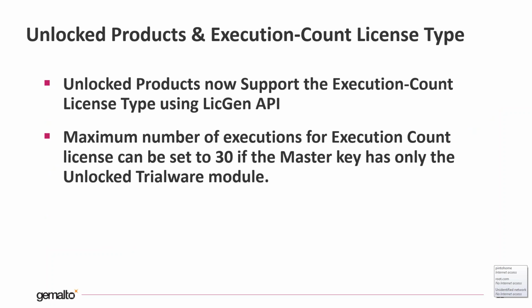So that's what I mentioned earlier about the unlock products and the execution count. We added the execution count license model to unlock products. Previously, we had only time and perpetual, so now an execution license model has been added, and it's currently supported only using the license generator API and not through the EMS UI. And the maximum number of executions that can be consumed currently is set to 30, and in the master key, as I mentioned before, you have to have the unlock trial module enabled to enable this feature of execution based in the unlock product.